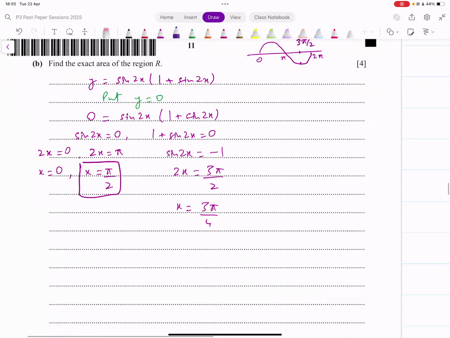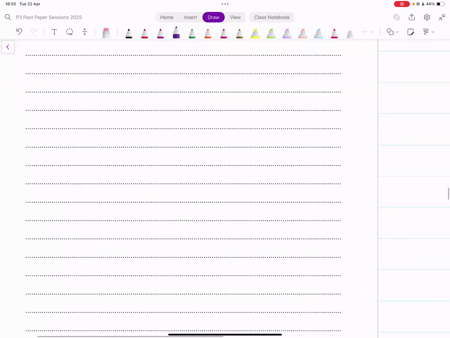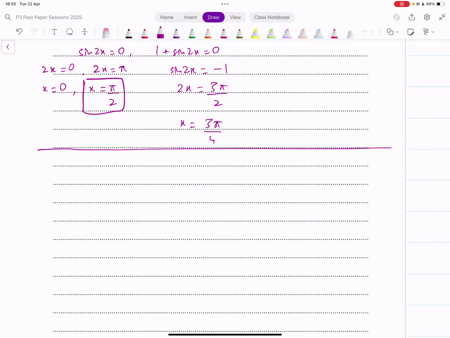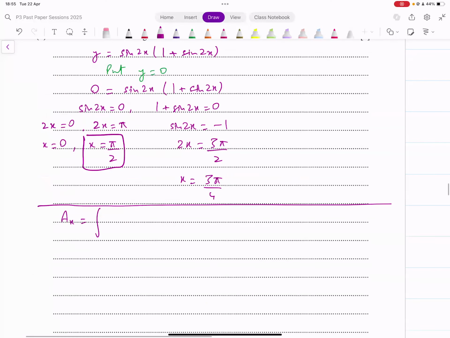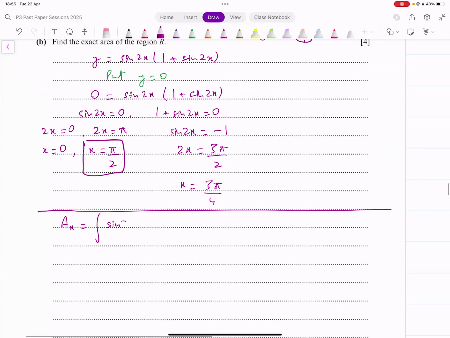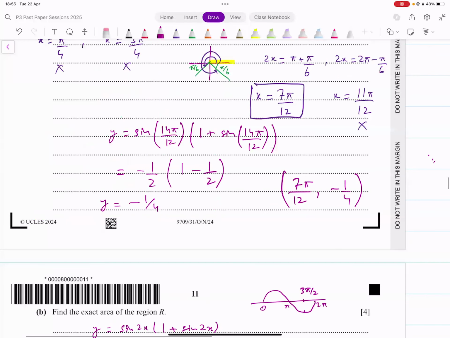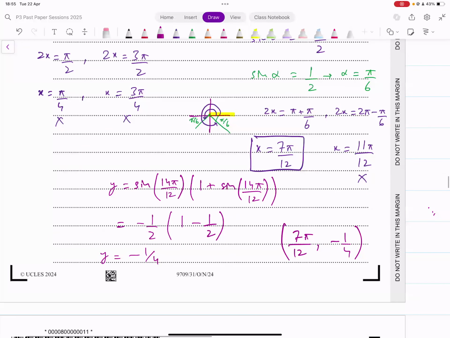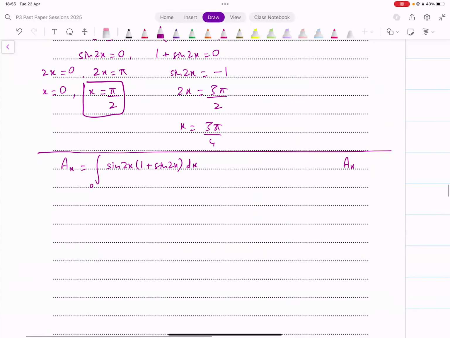How do you integrate this now? That's the question. Integration of y, which is sine of 2x into 1 plus sine of 2x, with respect to x, with limits from 0 to pi over 2, right? That's the formula for area: integration of y with respect to x, and the limits are from whatever values of x we have. In this case, the limits are from 0 to pi over 2.